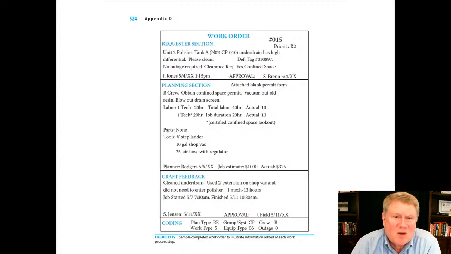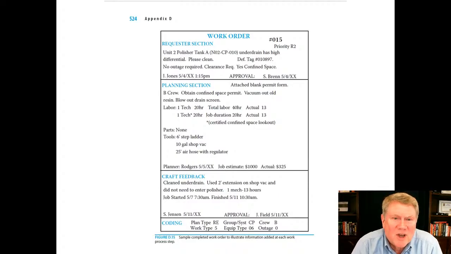They've got one tech, which is like a junior mechanic. It's not just a helper. We want somebody with a little more skill for two days, 20 hours, and another tech for 20 hours. That would be the confined space lookout. So it's actually a 40-hour job, the total labor.